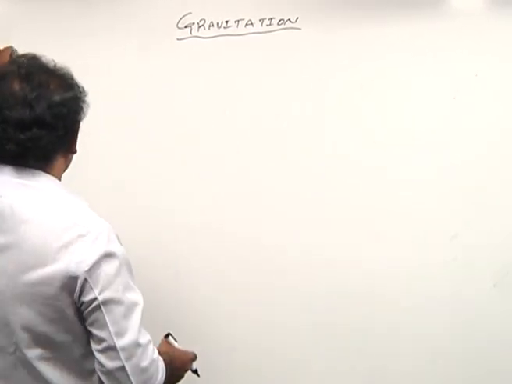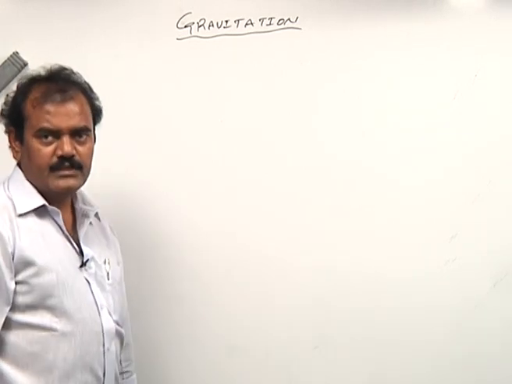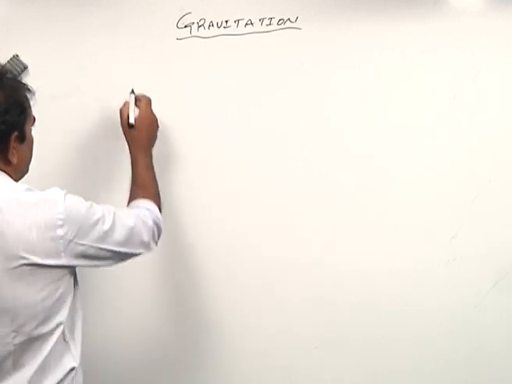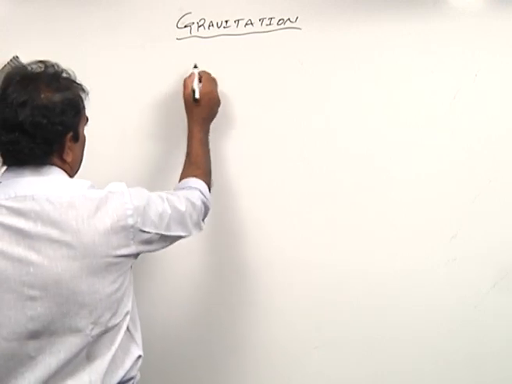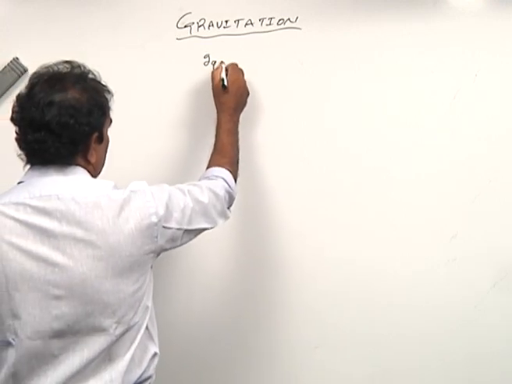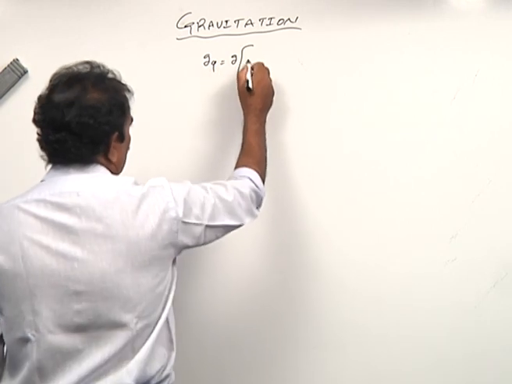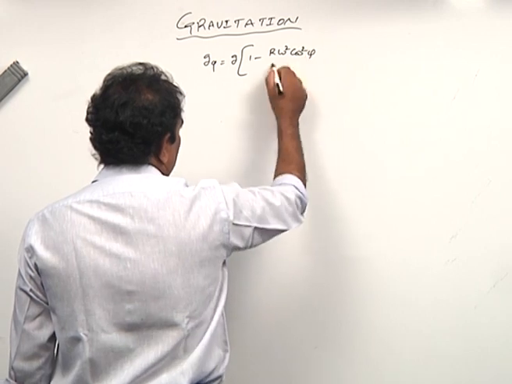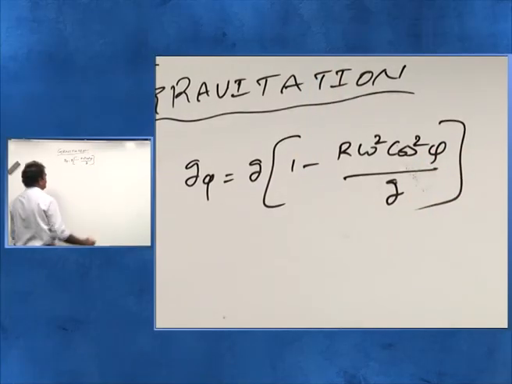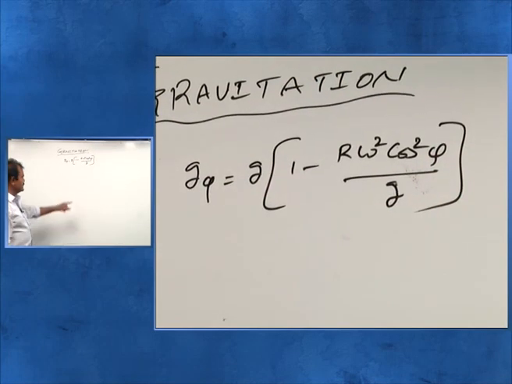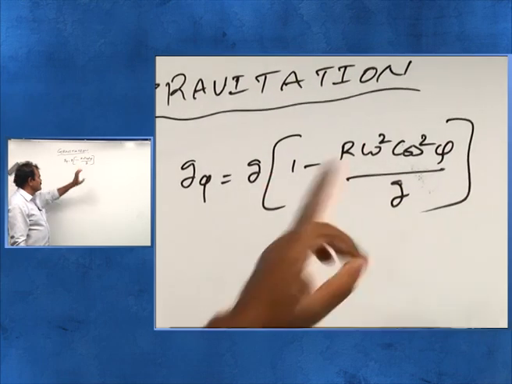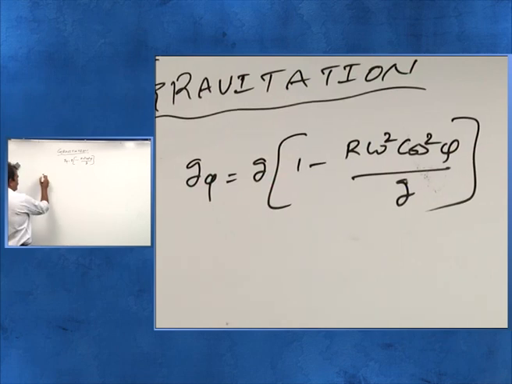Now we are coming to this third effect. That third effect is nothing but the latitude effect. The formula for the latitude effect is important, and that formula is g_phi is equal to small g into 1 minus R omega square cos square phi by g. So this is the formula for the latitude effect. Now we derive how that formula comes.